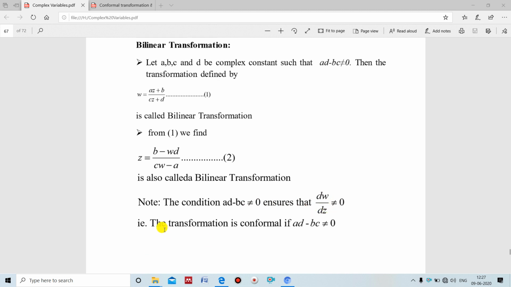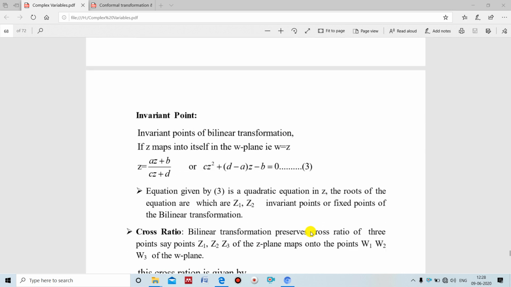Next, the transformation is conformal if AD minus BC is not equal to 0. Means if AD minus BC is not equal to 0, then it is called a conformal transformation. Conformal transformation means in the W plane and Z plane, the angle between the two curves will be the same in magnitude and sense. So that is called conformal.